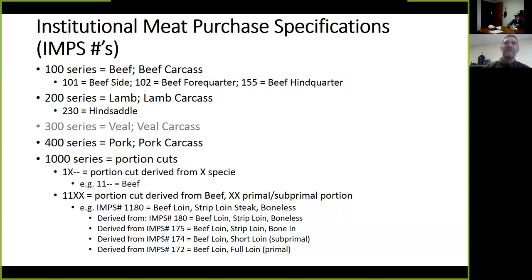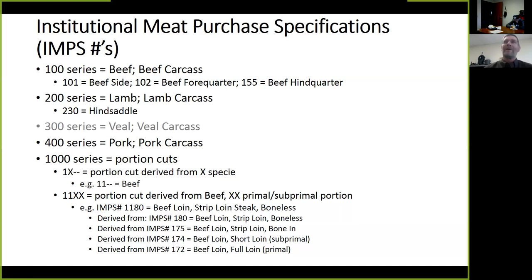Then the 200 series is lamb. An example here is that 230 is a lamb hind saddle. So any cut in the 200s is a lamb cut. Any cut in the 100s is a beef cut. We're not going to talk about veal, but veal would be the 300 series. We are going to talk about pork, and pork is the 400 series. So the pork carcass is 400.